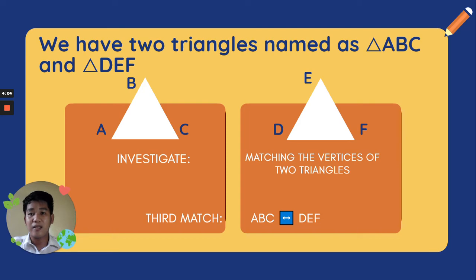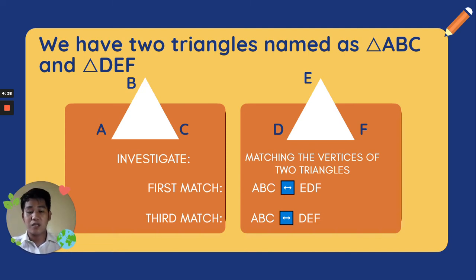Those are vertices of these two triangles. So for the first triangle, triangle ABC, we have three vertices, A, B, C. And then for the second triangle, D, E, F. So we're going to match, let's say A to be matched to D, or A to be matched to E, A to be matched to F. So we call that corresponds. Okay, so here is the first match. Triangle ABC corresponds to triangle EDF, meaning A corresponds to E, B corresponds to D, and C corresponds to F.